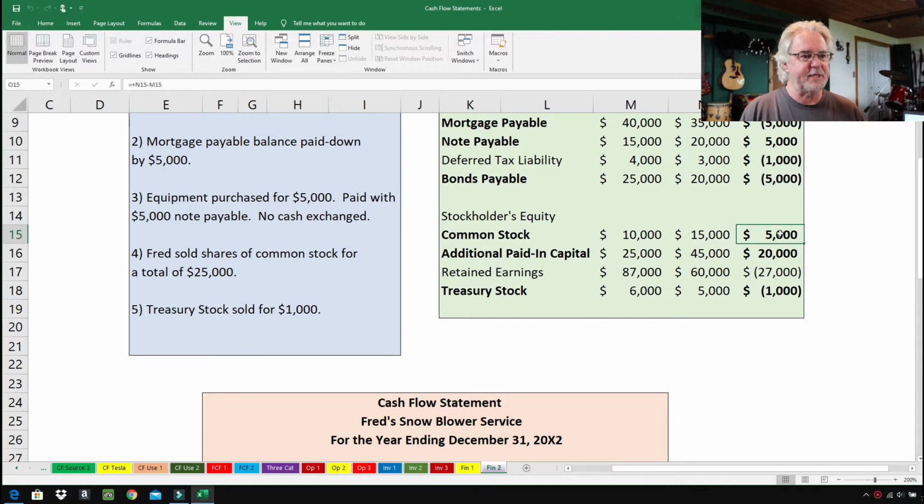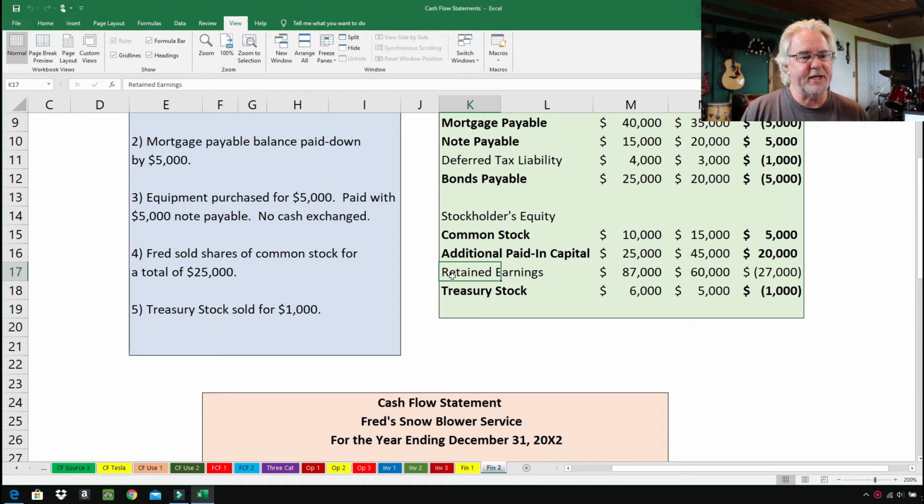So not only did common stock go up by 5, but additional paid-in capital also went up by 20,000, which is 25,000. And we can look at the extra information and verify this. So looking at number 4, Fred sold shares of common stock for a total of $25,000. There you go. So we'll put that on the cash flow statement in the financing section. All transactions that involve owners go there.